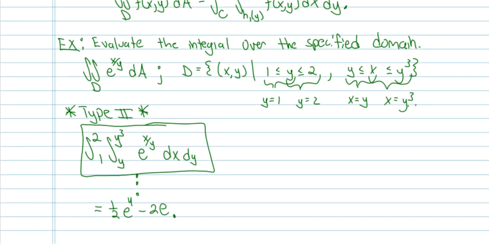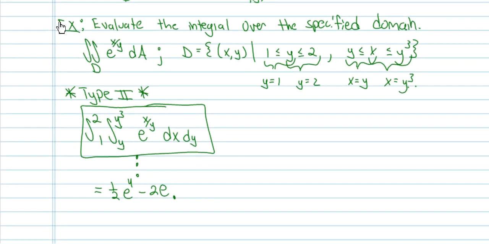The first example that we want to look at is this: we want to evaluate the double integral of e to the power of xy over some domain with respect to its area. The domain that is given here is all of the ordered pairs x, y such that the y values are bounded between 1 and 2, and the x values are bounded between y and y cubed.